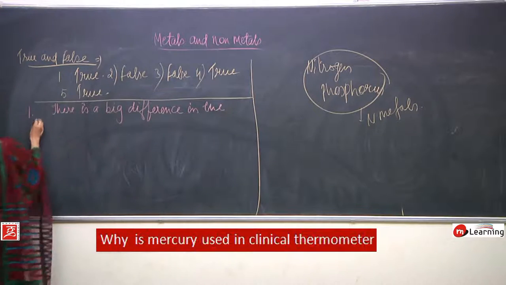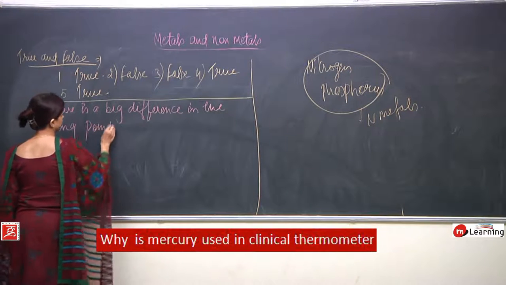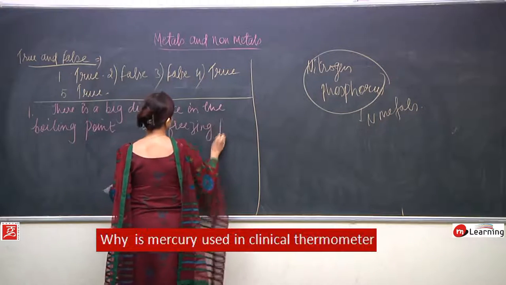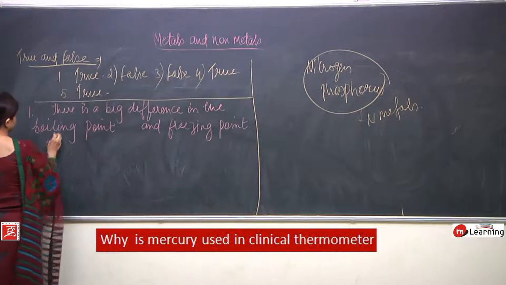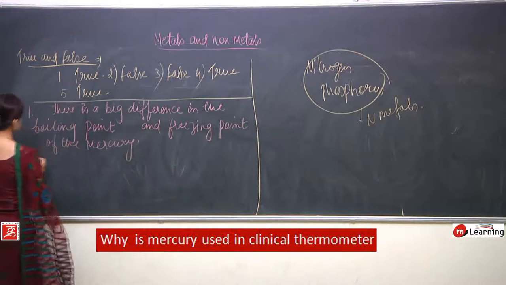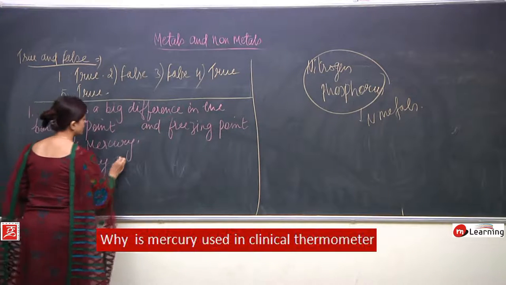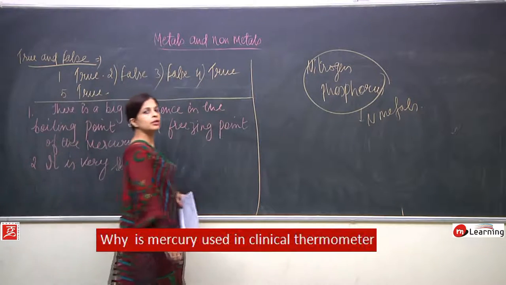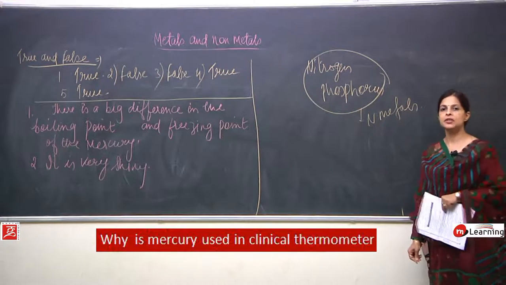in the boiling point and freezing point of the mercury. Okay, second one is, it is very shiny. You all must have seen thermometers at home. The question is, why is mercury used in thermometers?